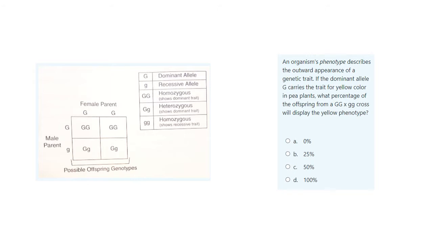If the dominant allele, G, carries the trait for yellow in pea plants, what percentage of the offspring from a dominant homozygotic and a recessive homozygotic cross will have the yellow phenotype? So again, for this type of question, we should be drawing out a Punnett square. One parent is dominant homozygotic. The other parent is homozygotic recessive. So actually every child will get the same genes.